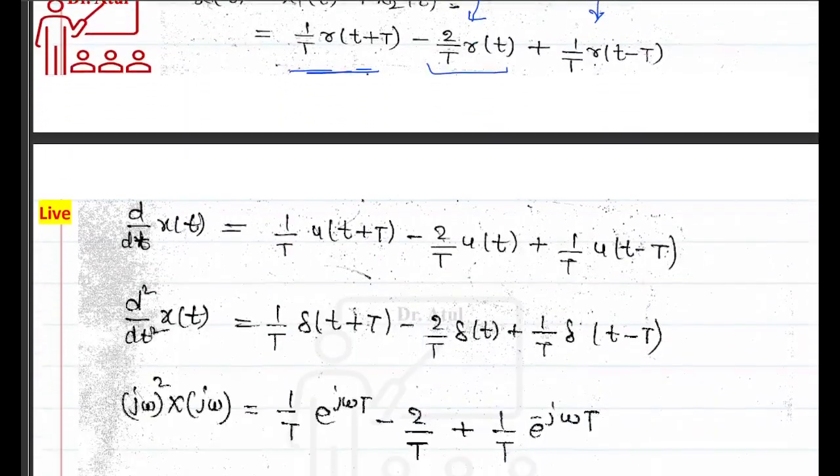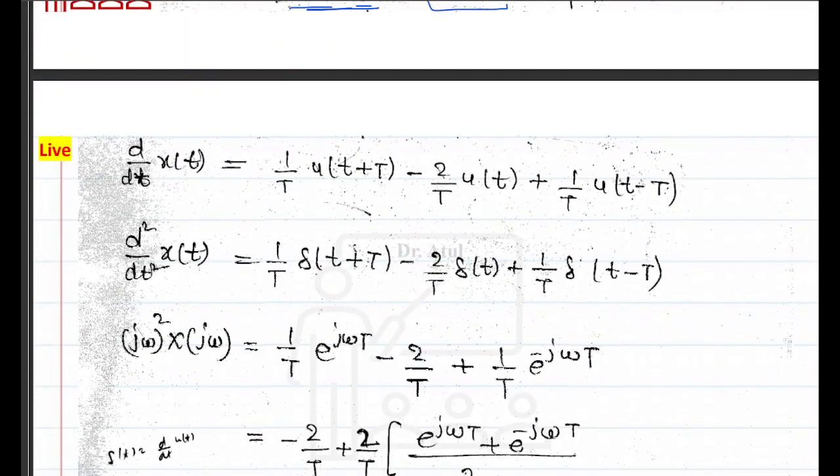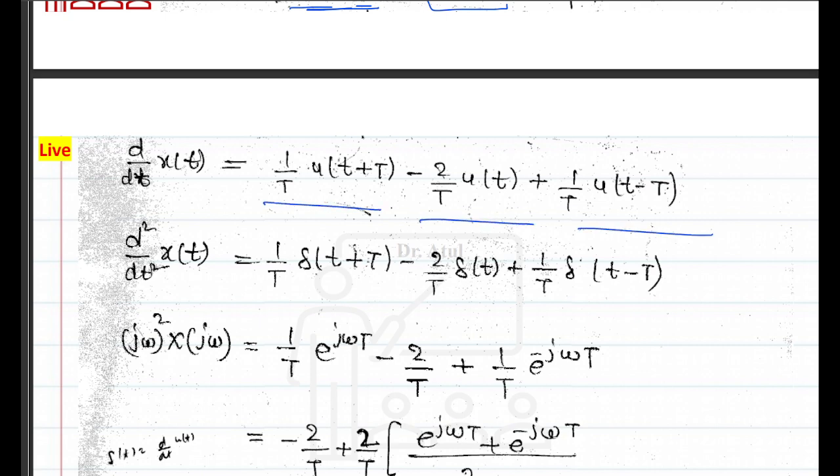So first of all, if I do differentiation the first time, it will be converted to unit step. And if I do differentiation again a second time with respect to t, then it will be 1 upon T multiplied, and the unit step will be converted to delta t at all three places.